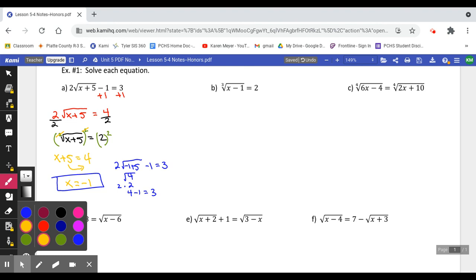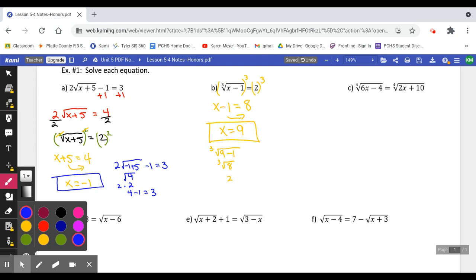Next one. I don't have anything on the same side with the cube root. There's no plus or minus number behind it and no number in front of it. So let's just start by cubing both sides. So then I get x minus 1 equals 2 to the third power, which is 8. Then move that over and x equals 9. So then go through and check it. The cube root of 9 minus 1, which is 8, and the cube root of 8 is indeed 2. So yes, it does check.